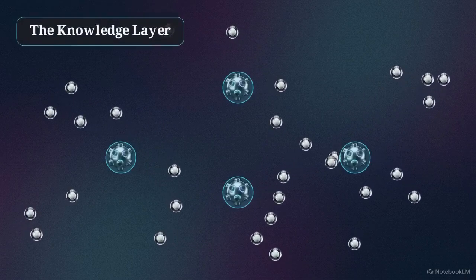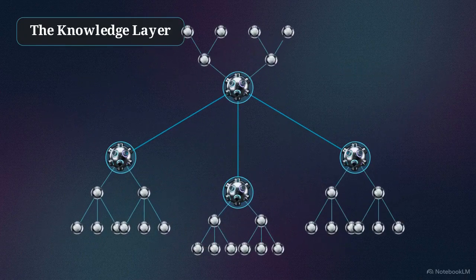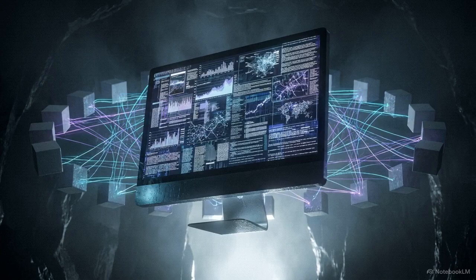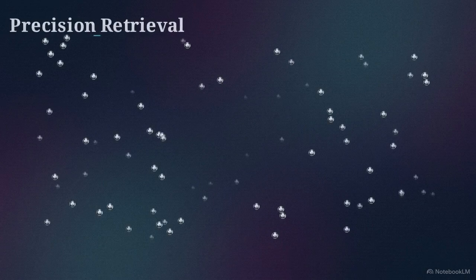Raw information lacks meaning or a way for AI to understand how files relate. The second pillar, the knowledge layer, maps out relationships and hierarchies to turn scattered files into an organized network. It is tempting to think that giving an AI more data always leads to a better answer. In reality, too much information creates noise that can confuse the model. Pillar 3 is precision retrieval.